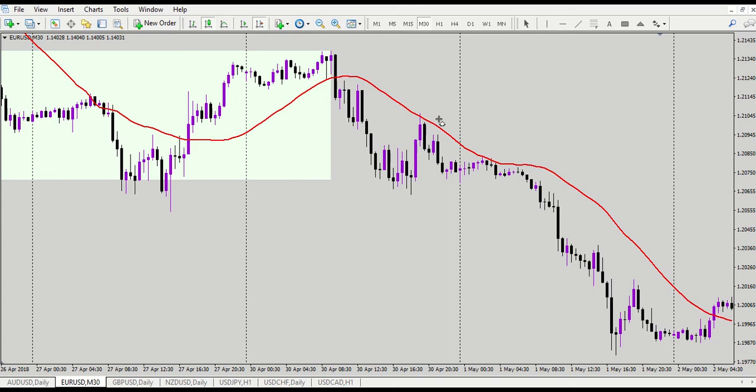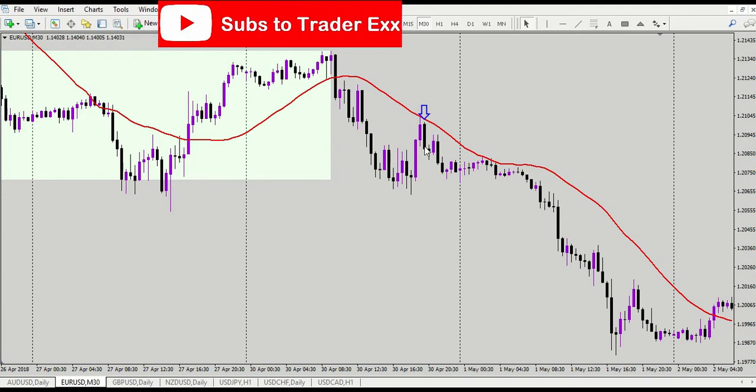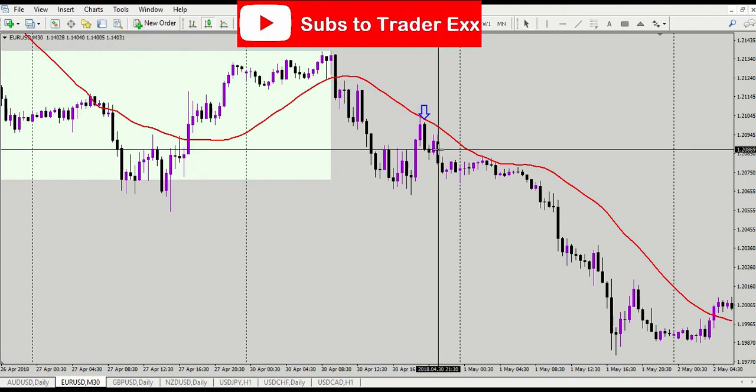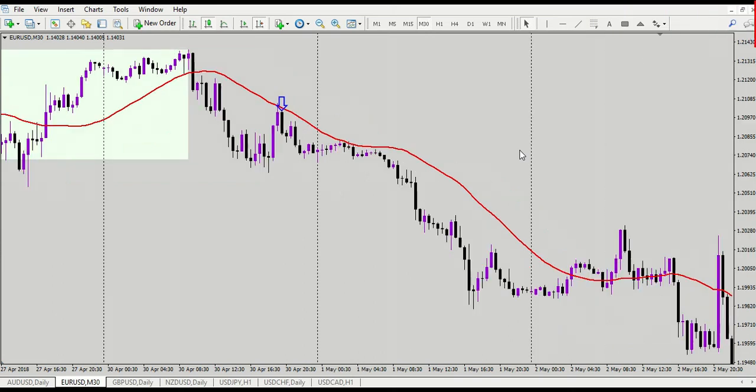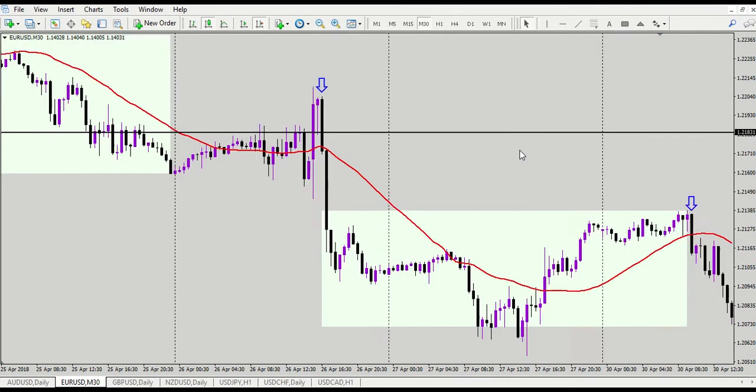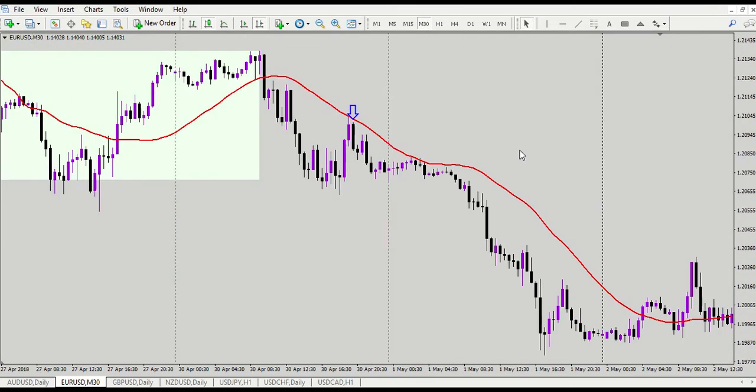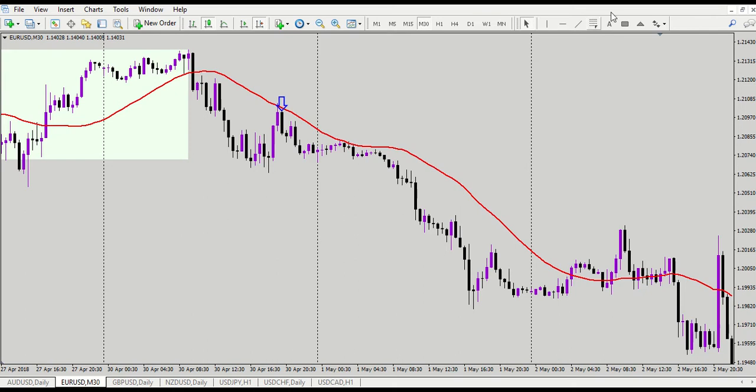Price now came up, tested the moving average, but it was rejected immediately, so you could have entered right there at the close of this candle here, which is an engulfing pattern, and forward we go, right? And let me see, so that is trade number 3, right? And we're gonna still wait.